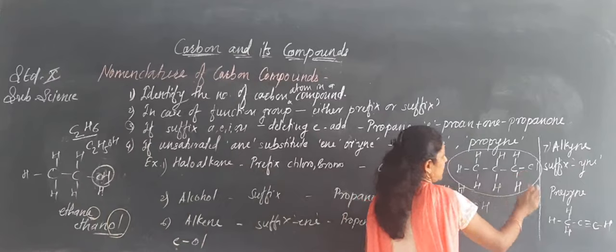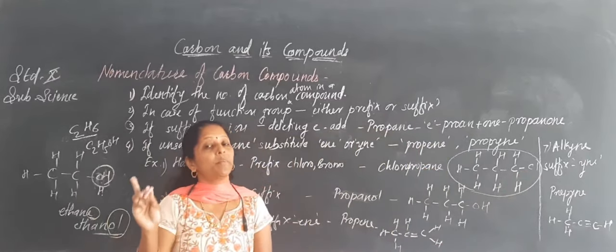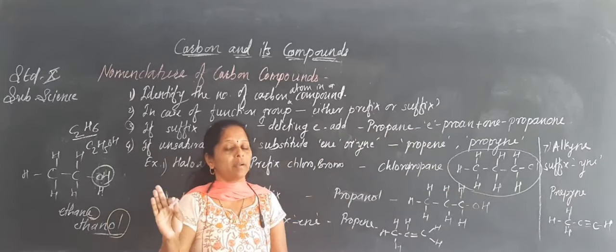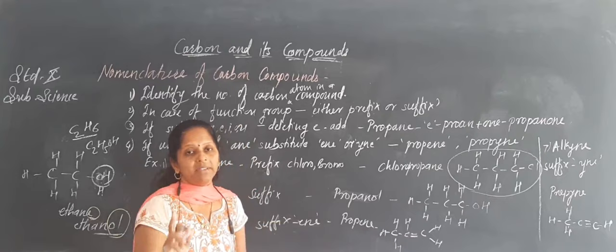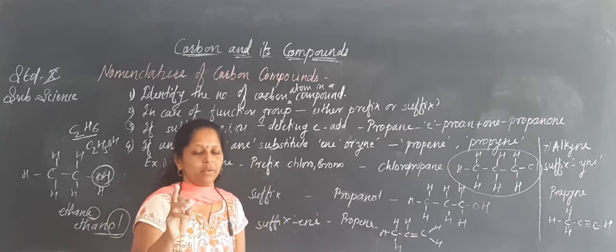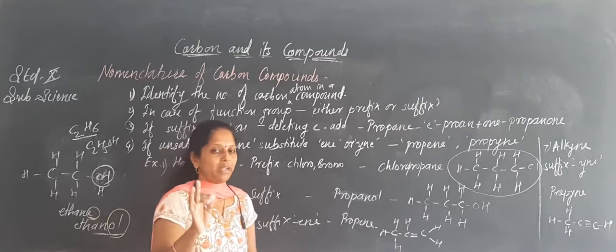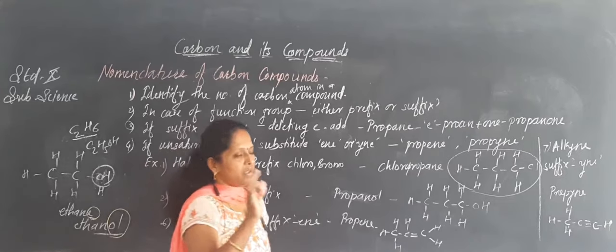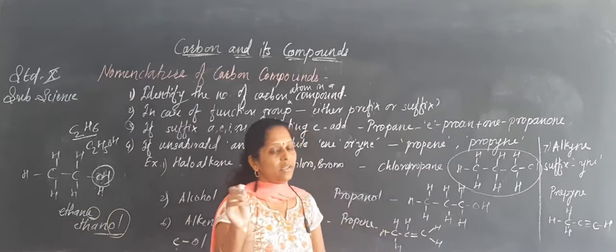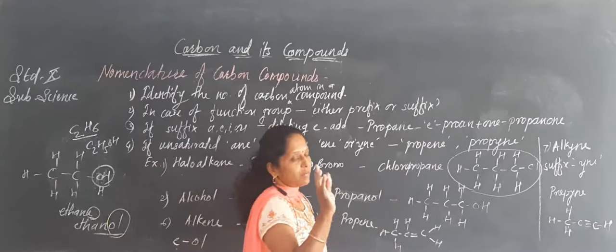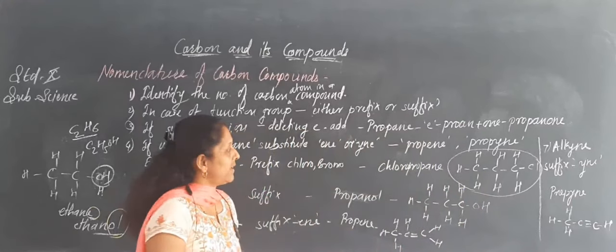C1, 2, 3. As I told you, a single bond is present between the carbon atoms. Three carbon compound means propane, two means ethane, one means methane, four means butane, five means pentane, six means hexane. So at that time we should also observe single bond and double bond. Here it is saturated; single bonds are present here. So alkanes are there.